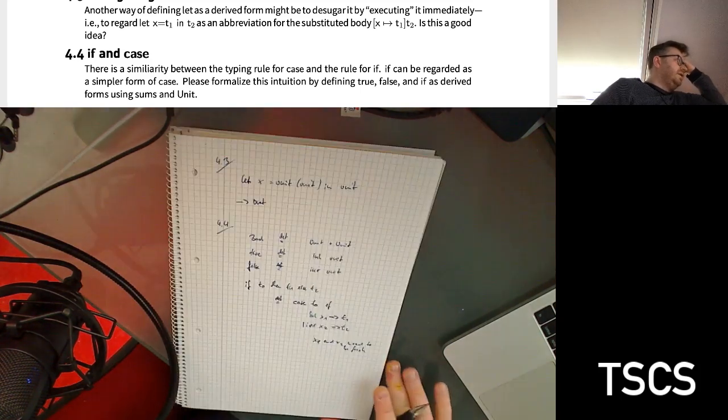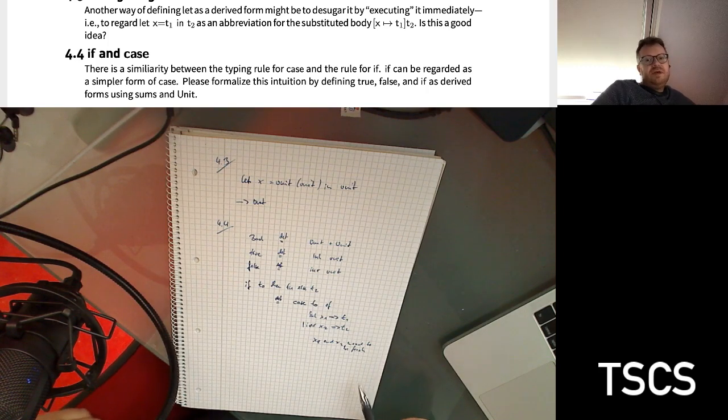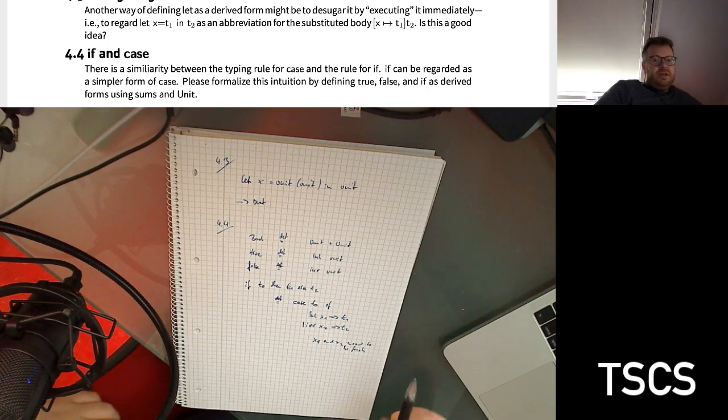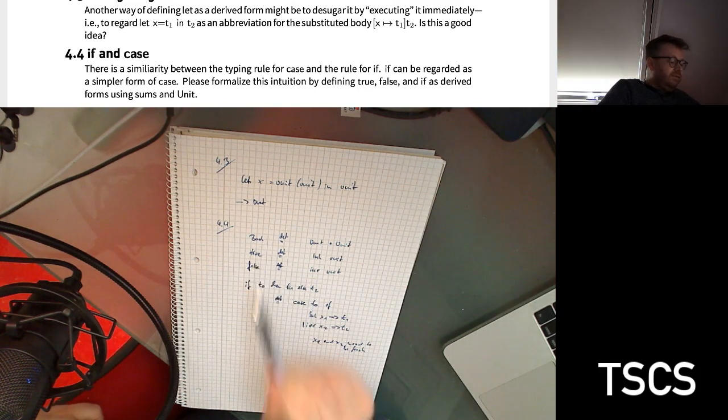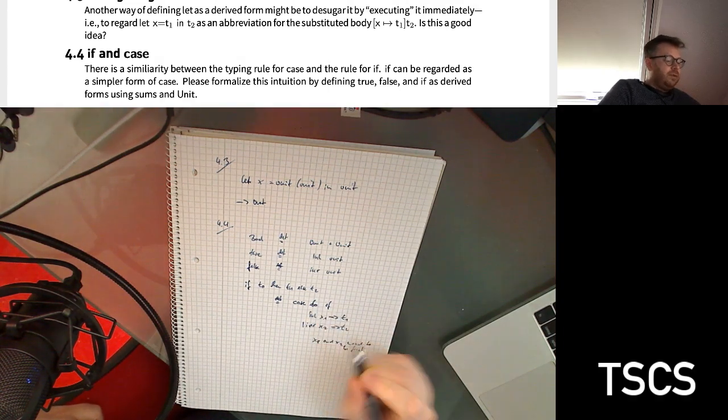And that's basically what you need to do. So let's walk you through this a little bit. The idea here was that you can define such a derived form between the more special case of if to the more general form of case, which is part of a sum type. Good.